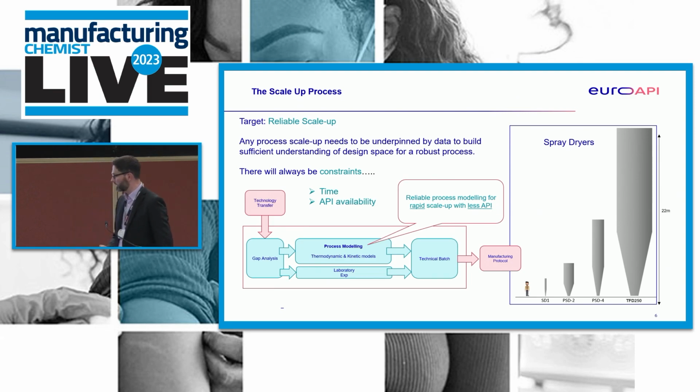And you can see some of the scales there from SD1 up to the biggest one we have on site, which is a TFD 250. You can see the difference in scale there from around 2 meters up to 22 meters in height, and maybe around 30 centimeters diameter up to about 6 meters.